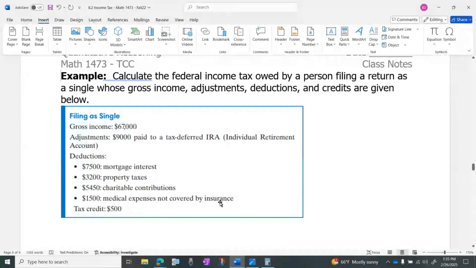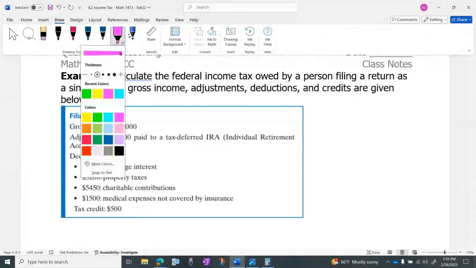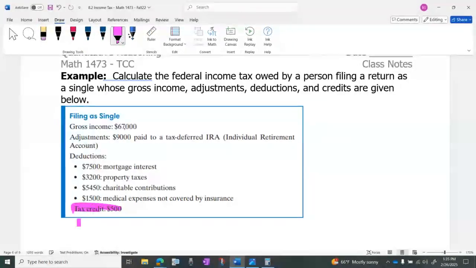We are going to talk about tax credit later, okay? It's important, and it's probably one of the best things in the world. But so far, let's not rush. Let's first find the taxable income for the person. We did it one time, and here we're going to do it again.